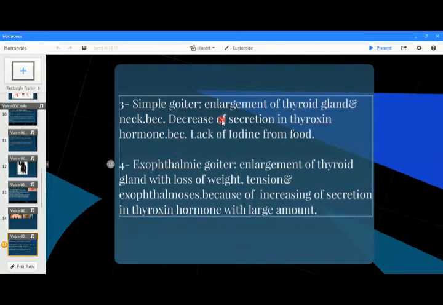So simple goiter is an enlargement of the thyroid gland in the neck, while exophthalmic goiter is an enlargement of the thyroid gland with loss of weight and tension and so on. This is due to a decrease in the secretion of the thyroxine hormone, or an increase in the secretion of thyroxine hormone.